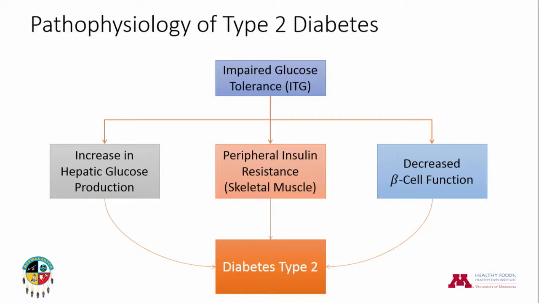And the last one is decreased beta cell function. Like I said, with the hyperinsulinemia, your pancreas is just going and going and going, and finally it begins to tire out. And a decrease in beta cell function is observed, and so you're not producing as much insulin. And these are the three traits, I guess, that are seen in diabetes type 2 patients.